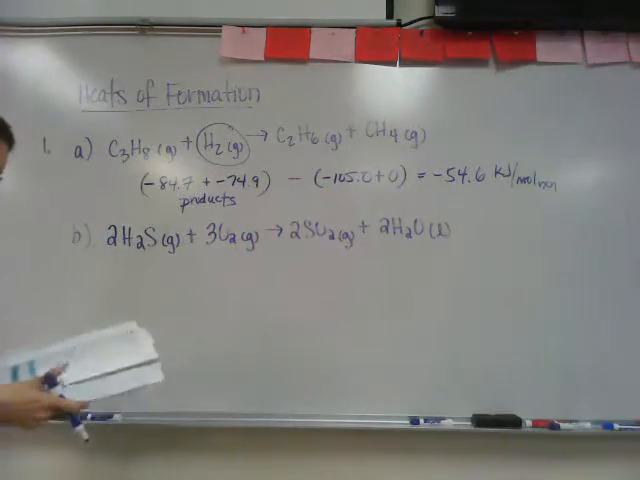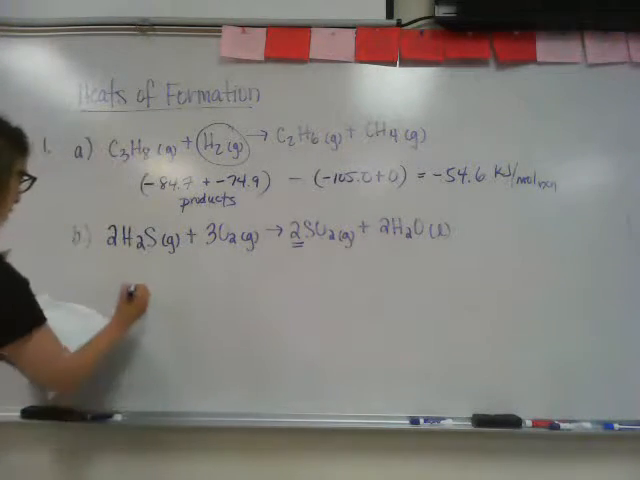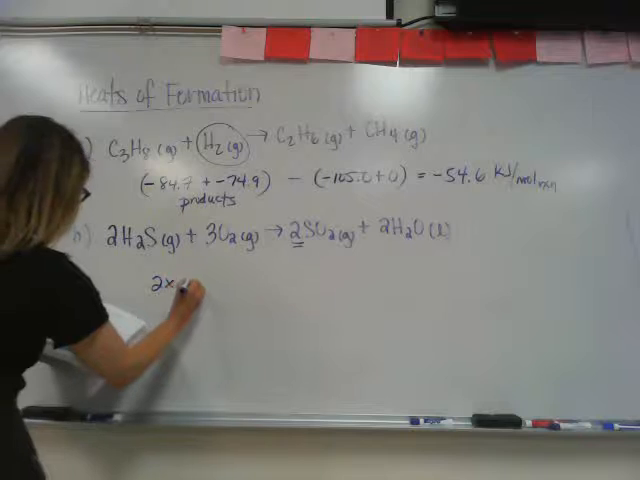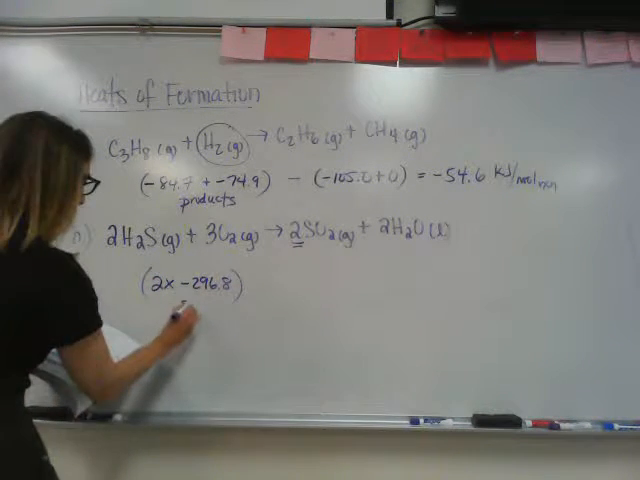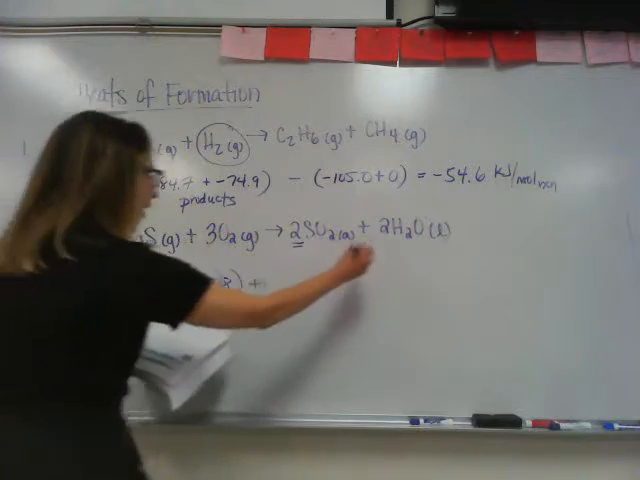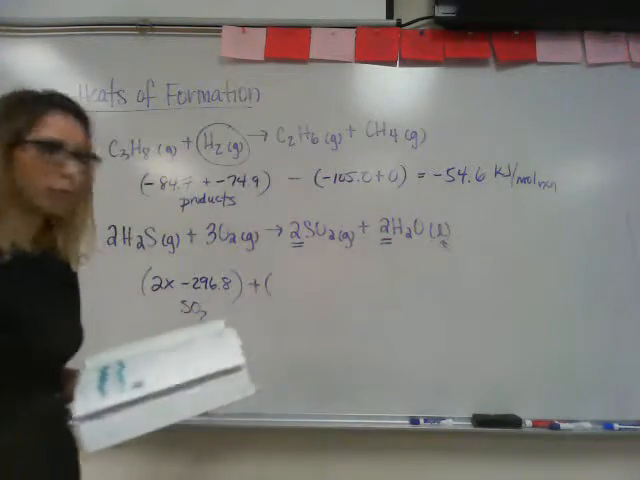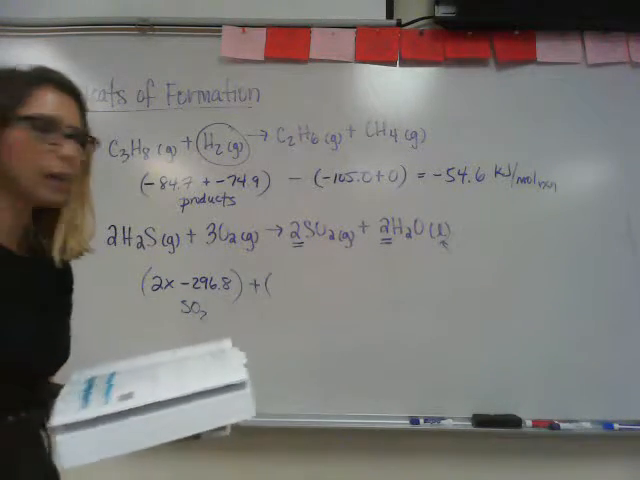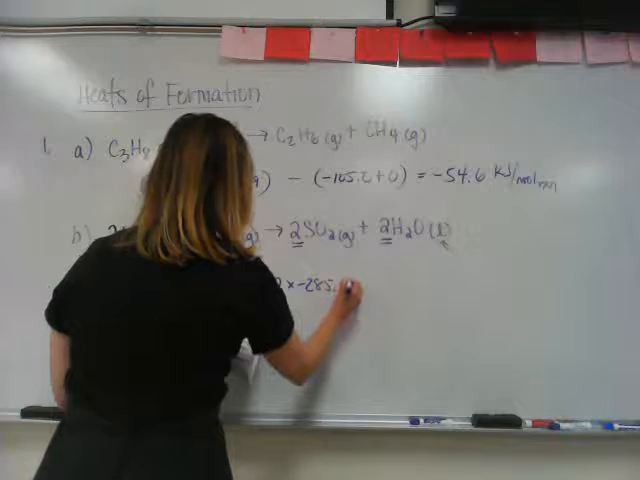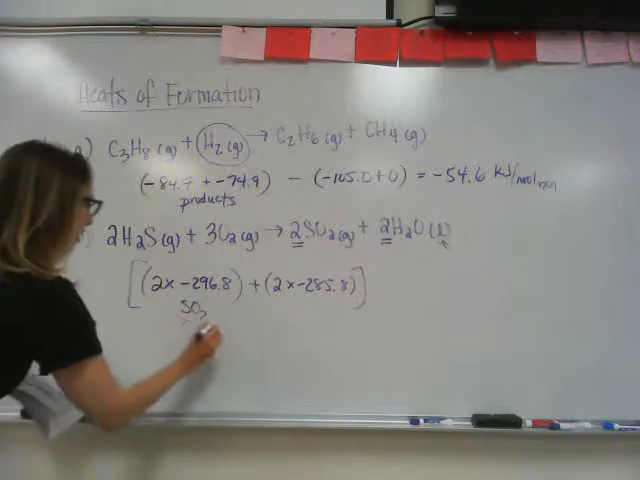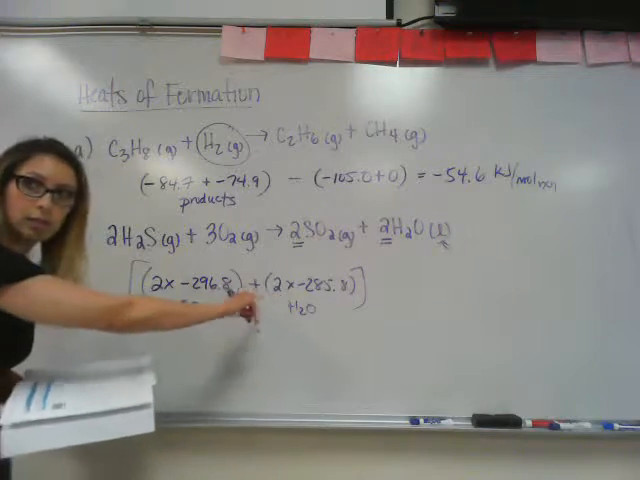Okay? For B, you've got 2 SO2. So 2 times negative 296.8, that's for your SO2. And then you're going to add that to 2 water. Be careful on the states of matter when you're looking these up in the table, okay? So this is 2 times negative 285.8. So this is the sum of your products, okay?